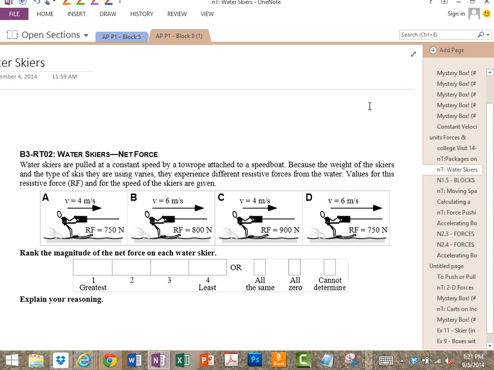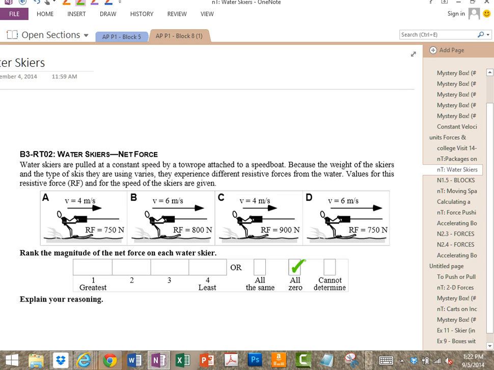Go, Daniel, what are you saying? I'm going to say it's all 0 because they're all staying at a constant velocity. A is staying at a constant velocity of 4 meters per second and B is at 6 and so on. Okay. So since their velocities are constant, the acceleration is 0, therefore the net force is 0. What do you guys think? Does that seem reasonable? Is that what your gut told you at the beginning of the question? Yes, maybe, I don't know for sure.